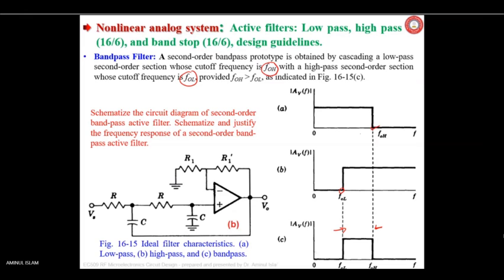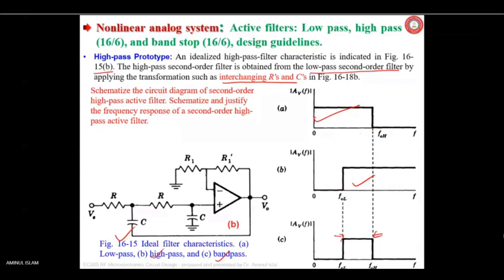Is it understood how things are made? Yes, sir. An ideal high pass filter is here, and the high pass second order filter is obtained from the low pass second order filter by interchanging the elements. In place of R you put C and vice versa.